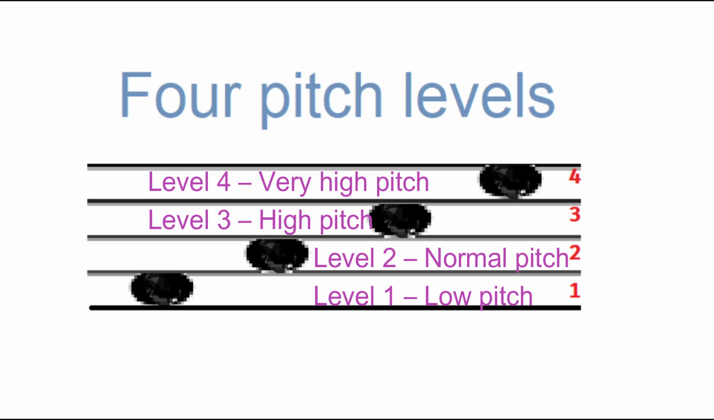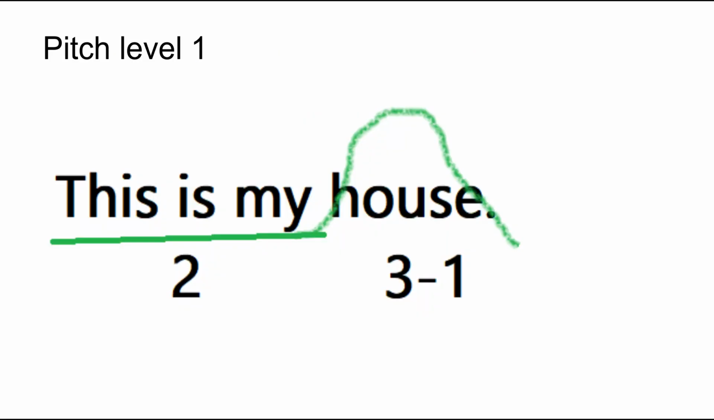Level 1 is called low pitch, level 2 is called normal pitch, level 3 is called high pitch, and level 4 is called very high pitch. Any variance from these 4 pitch levels is viewed as pitch allophones, that is, pitch of the same level but different actualization. Let's consider the categorical uses of these 4 pitch levels. Normally, the final pitch of the declarative sentence, fact-stating sentence, is lower than the starting pitch of the sentence.